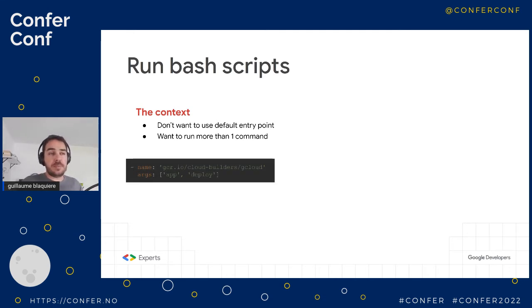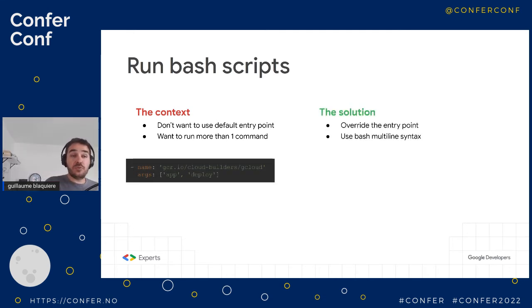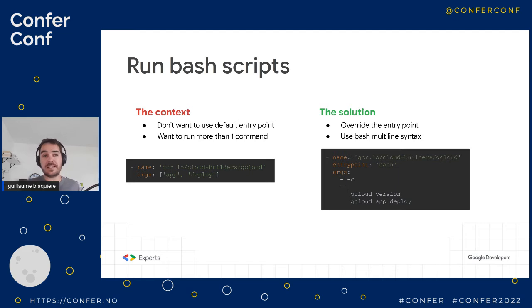For example, this one. But you can also override the entry point and use Bash as entry point to override the default gcloud entry point and use your own. For example, like that, you have Bash as entry point, and then you provide the arguments that you want. For example, -c and a pipe, and you can stack your commands and execute several commands in the same step.